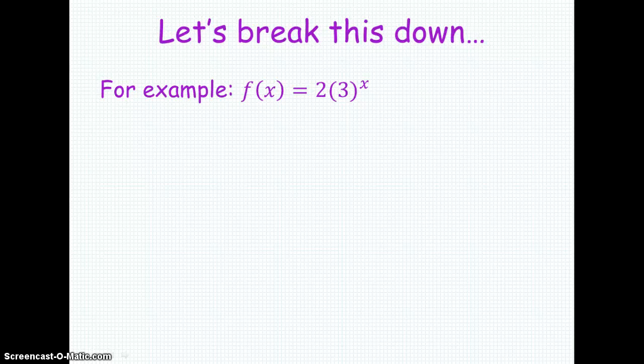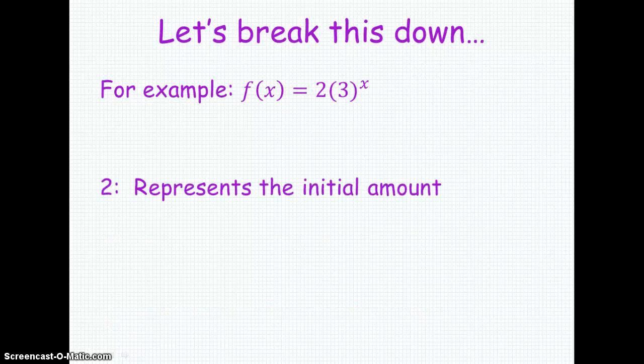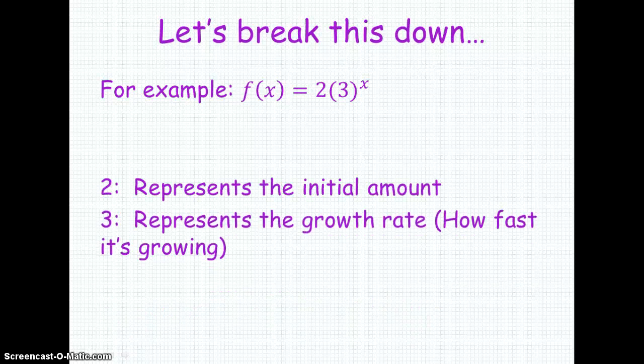For example, if I have f of x equals 2 times 3 to the x, the 2 represents the initial amount that you start with, and the 3 represents the growth rate. It's how fast it's growing. So in this case, this graph would be tripling over and over and over again.